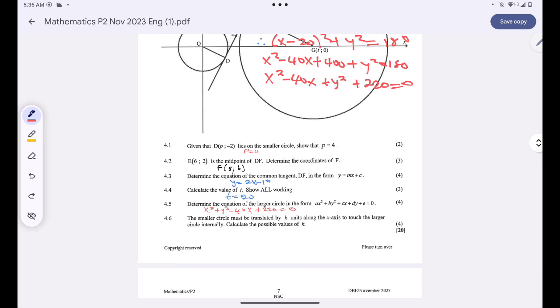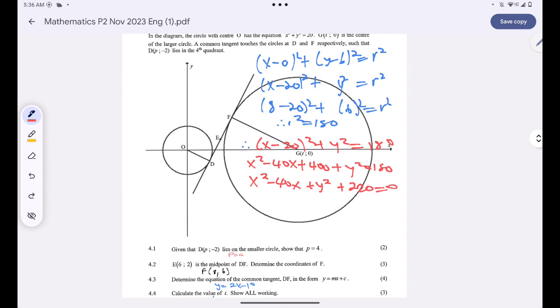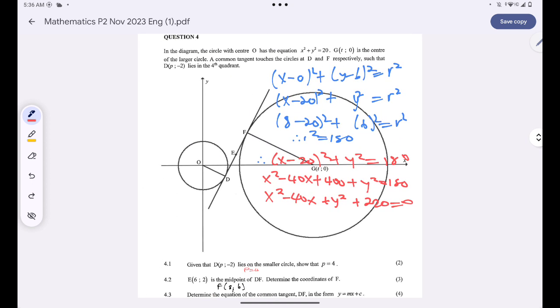Okay, and then now we are told that the smaller circle must be translated by k units along the x-axis to touch the larger circle internally. Calculate the possible values of k. Okay, let me erase here.